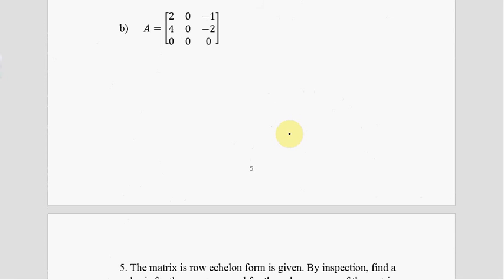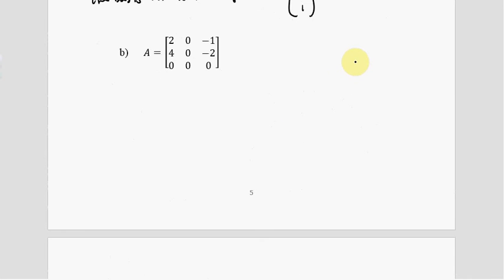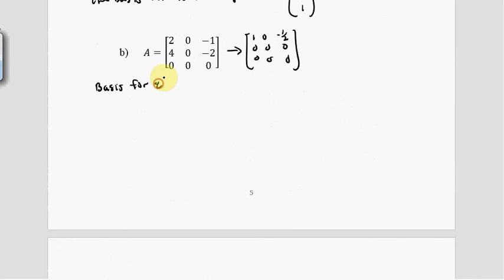Part number B. If you reduce this, you get 1, 0, negative a half, 0, 0, 0, 0, 0, 0. Okay. There's only one basis for the row space, it's that first row, because that's the only one where I have a leading 1, right? So it's the basis for the row space: 1, 0, negative 1 half.